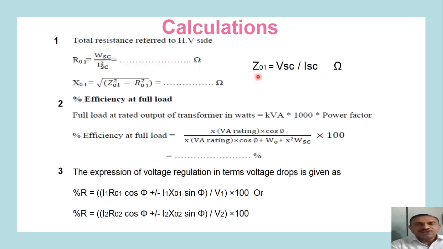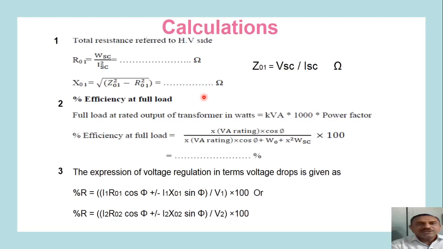Then Z01, the impedance of the transformer referred to the primary side, will be equal to the ratio of voltage of short circuit to the short circuit current. It will again be in ohm. Once we know the R01 and Z01, we will be able to calculate X01 by taking the square root of Z01 square minus R01 square, which we got from the impedance triangle. So the X01 value we will also get here.